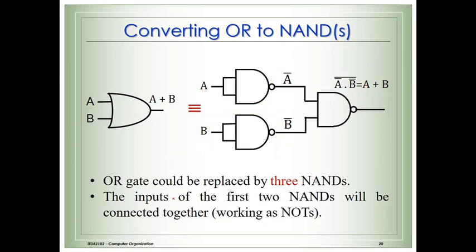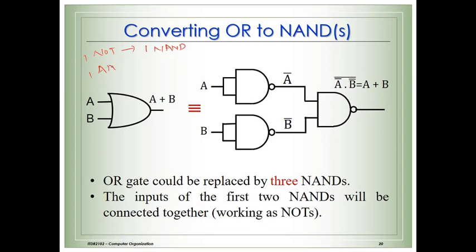So one OR gate can be replaced with three NAND gates. What we can conclude here is that one NOT is equivalent to one NAND.